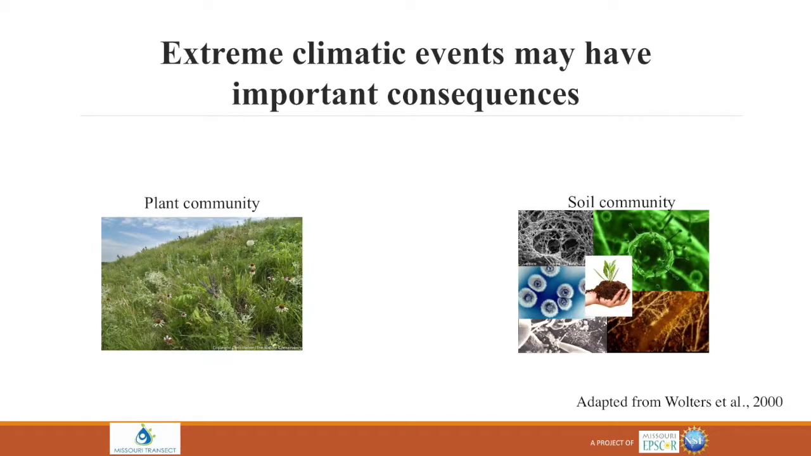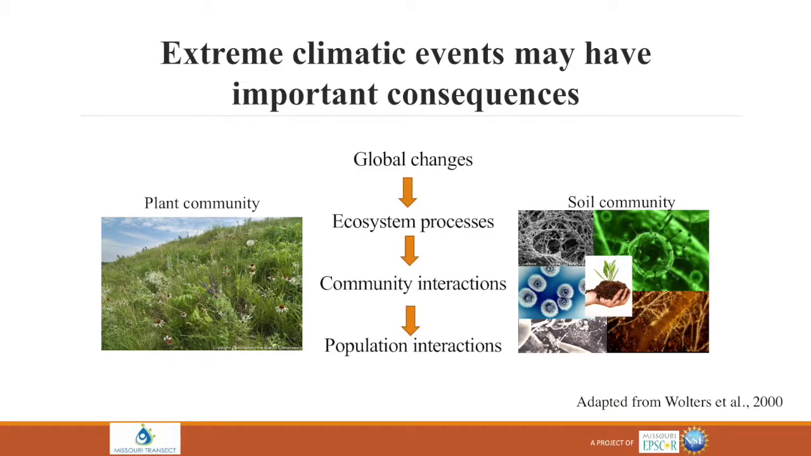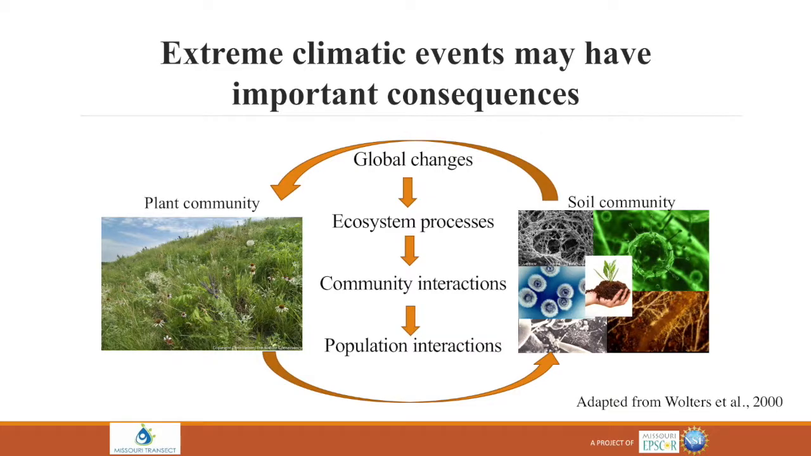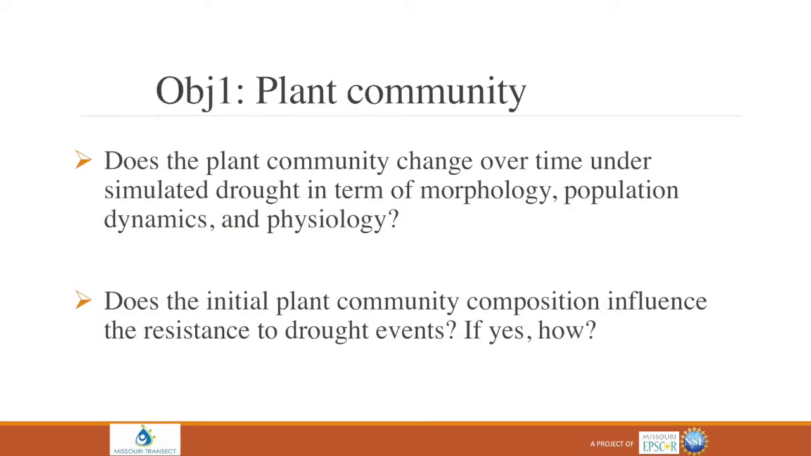Extreme climate events like drought may have important consequences on the plant community and the soil community through these hierarchy levels, up to ecosystem and community, and down to populations. So our first objective is to look at the plant community. How does the plant community change over time under simulated drought in terms of morphology, population dynamics, and physiology? Does the initial plant community composition matter for resistance to drought events? If yes, how?